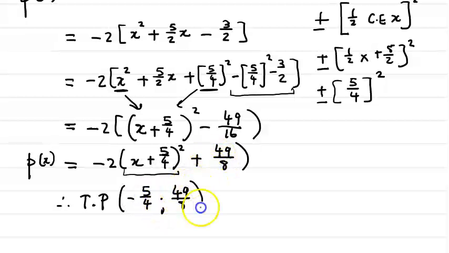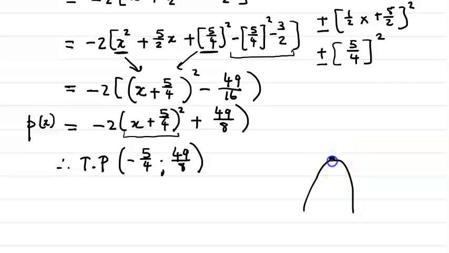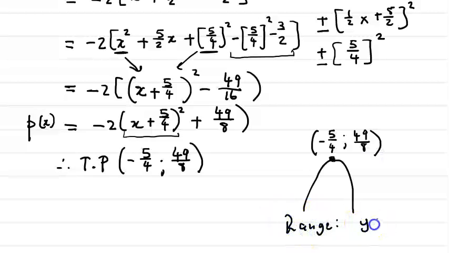And once again, if we were asked for the range, remember a is negative, so we have a maximum value. So the coordinates of the turning point will be minus 5 over 4 and 49 over 8. So therefore, the range will be y less than or equal to 49 over 8.